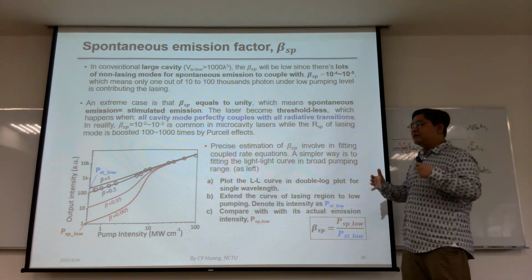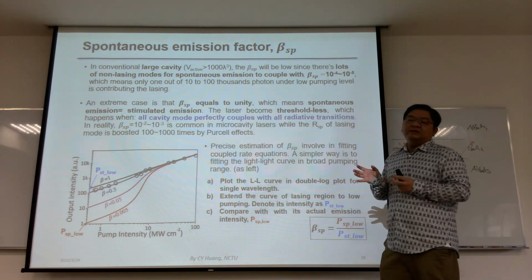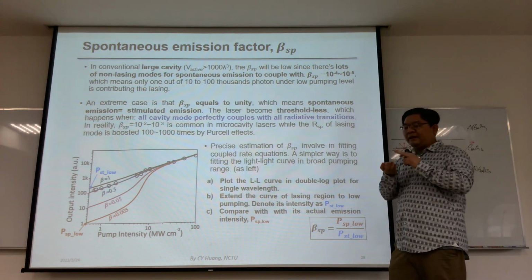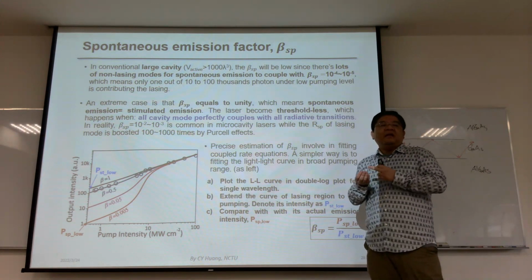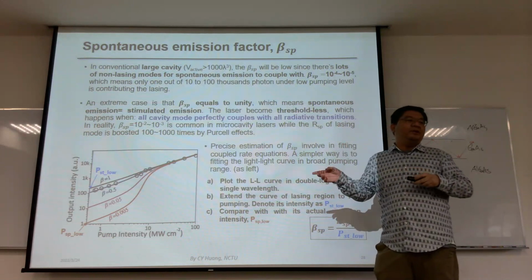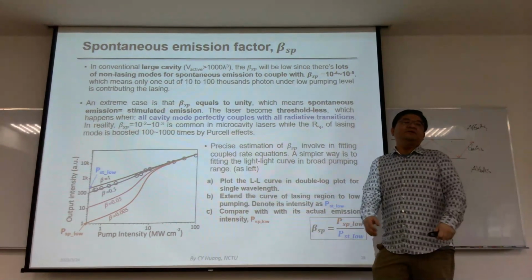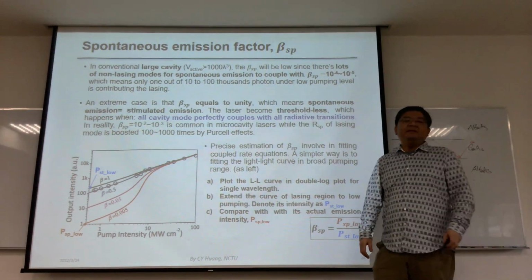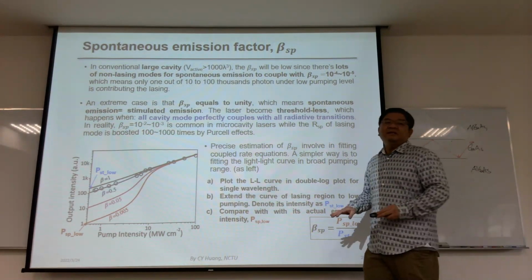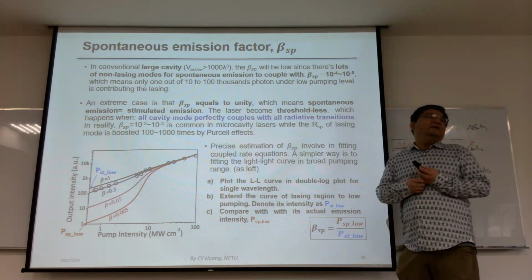If you make a great laser with a small volume, you will get a high Purcell factor, F_P increases, and beta_SP also increases. Then eventually, the difference between spontaneous emission and stimulated emission no longer exists. So that's a pretty advanced topic in common semiconductor laser research.